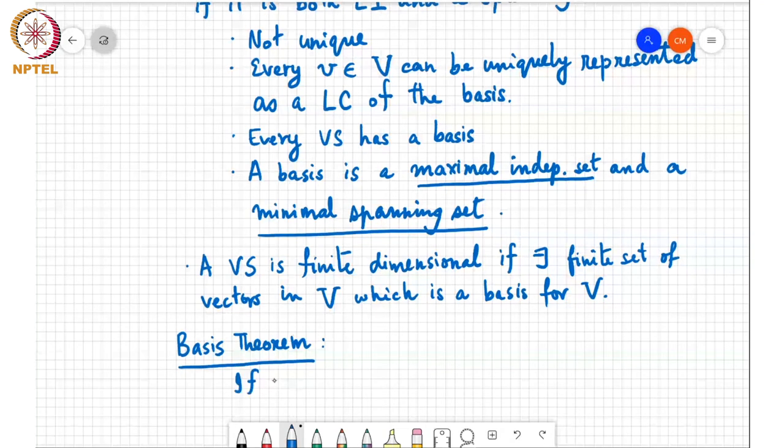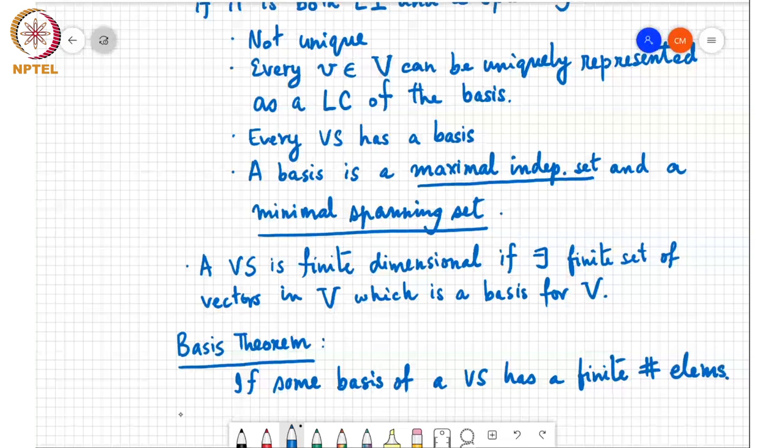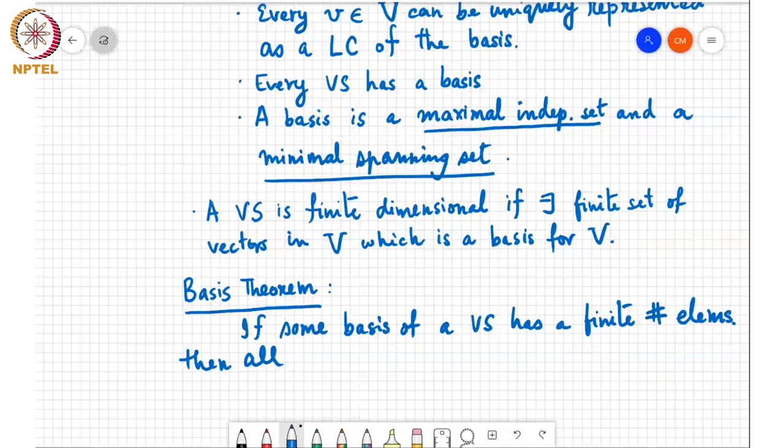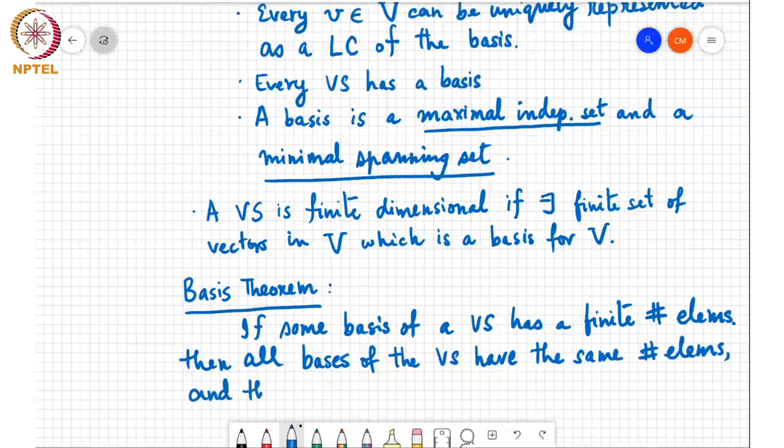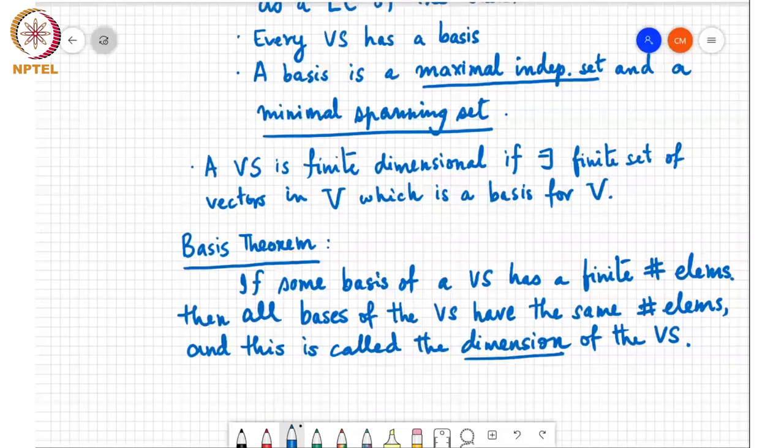So what it says is that if some basis of a vector space has a finite number of elements, then all bases of the vector space have the same number of elements. And this is called the dimension of the vector space. It's denoted by dim of.